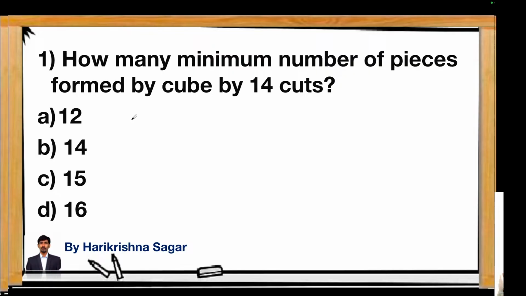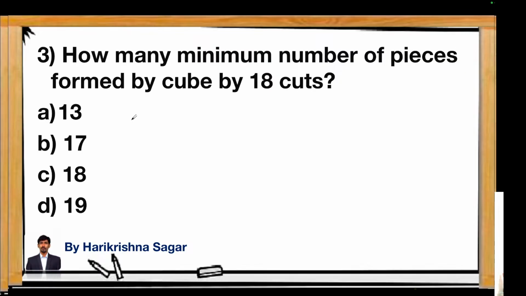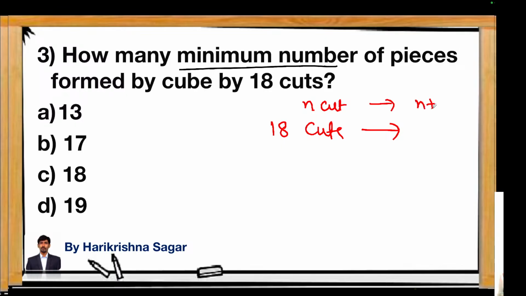Now let's take one example. How many minimum number of pieces are you going to get by making 18 cuts? If you are making 18 cuts, how many minimum pieces will you be getting? Minimum means you can just remember, just now we have discussed n cuts will make n plus 1 pieces, right? If you are making 18 cuts, how many pieces are you going to get? Yes, absolutely. You are going to get 19 pieces. So like that, they will be giving the minimum.